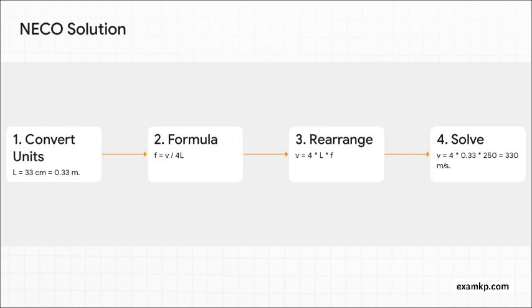After that, it's easy. We just take our formula for the fundamental frequency of a closed pipe, F = V/4L, rearrange it to solve for V, and plug in the values. And look at that, we get 330 meters per second, a very standard value for the speed of sound in air. So we can be confident in our answer.